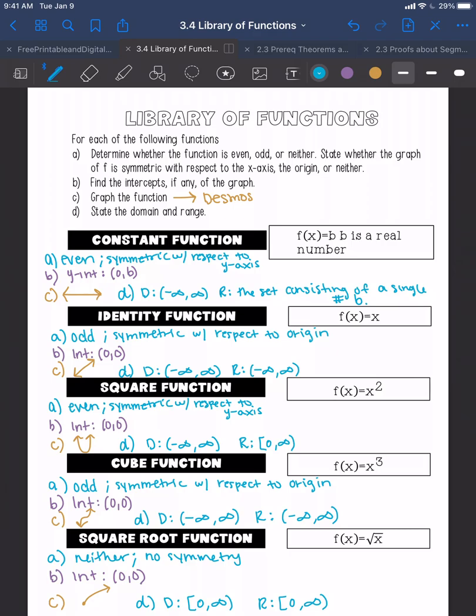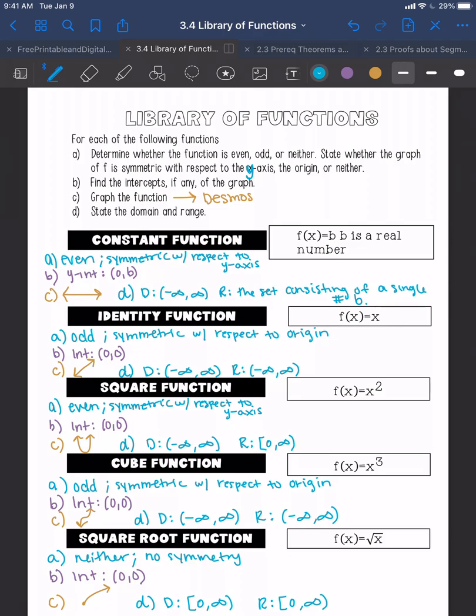In this lesson, we're going to talk about a whole bunch of different types of functions and give some information about them. And we'll also talk about piecewise defined functions. So first here, our first two pages, we're going to determine whether the function is even, odd, or neither, and state whether the graph of f is symmetric with respect to the y-axis, the origin, or neither.